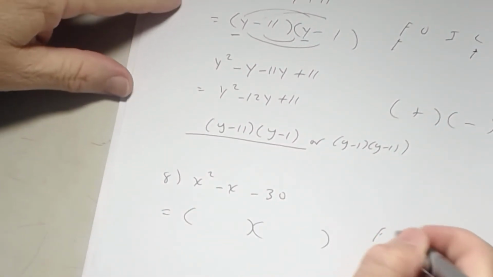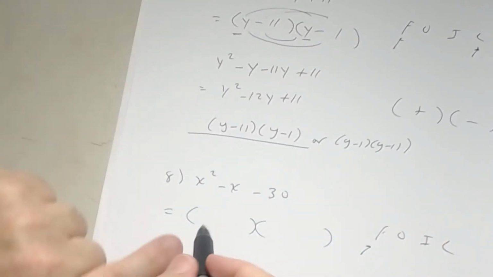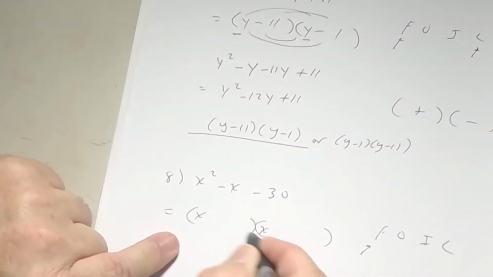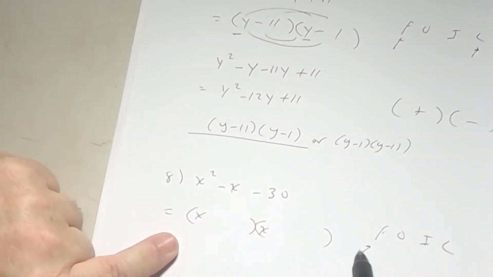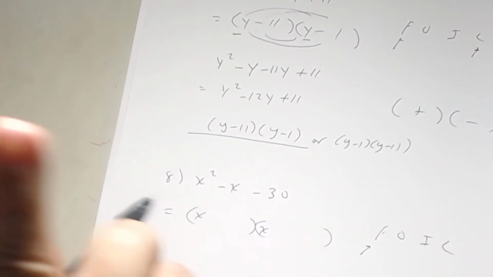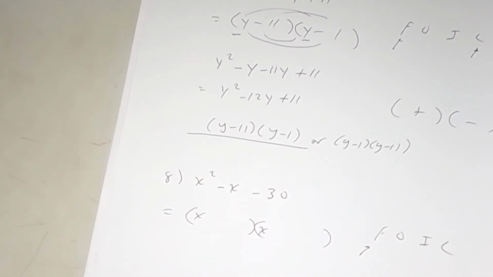Okay, so FOIL, F-O-I-L. Do the F first. What's going to be the first terms? X and X, because x times x is x squared. So that takes care of the F. Let's go to the L. The L is going to give us that negative 30. So let's just think of the 30 for right now. What two numbers multiplied together is 30? 5 and 6, 10 and 3, 15 and 2, 30 and 1.